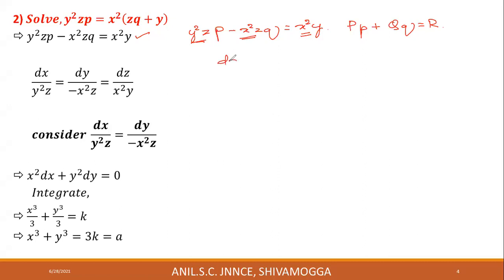Auxiliary equation is dx divided by capital letter P is equal to dy divided by capital letter Q is equal to dz divided by capital letter R. Dx divided by y square z, here capital P, is equal to dy divided by minus x square z, capital Q, is equal to dz divided by x square y, R. Auxiliary equation is constructed. This is first working rule. Now let's perform the second working rule: grouping method.